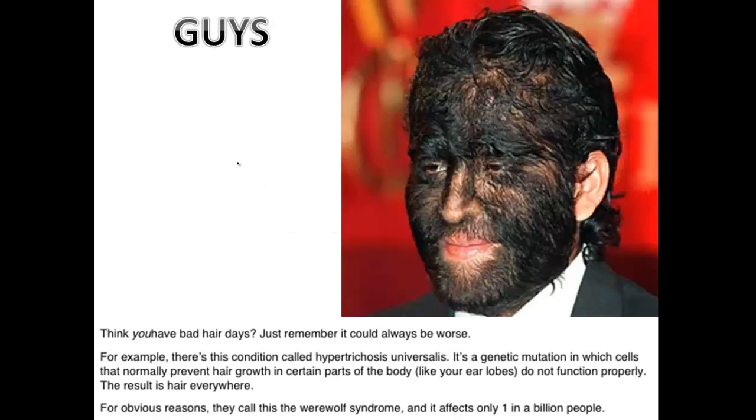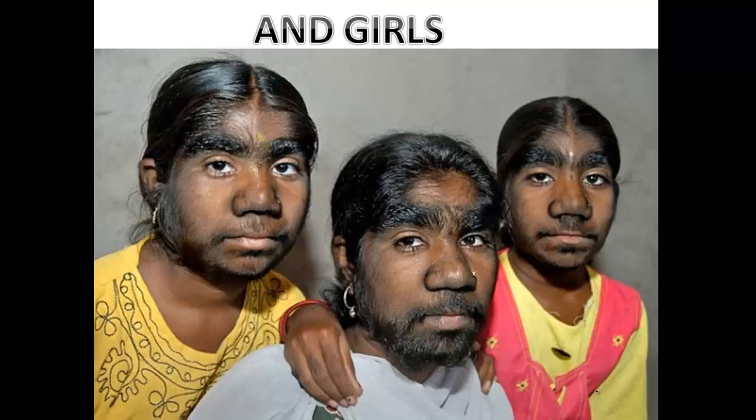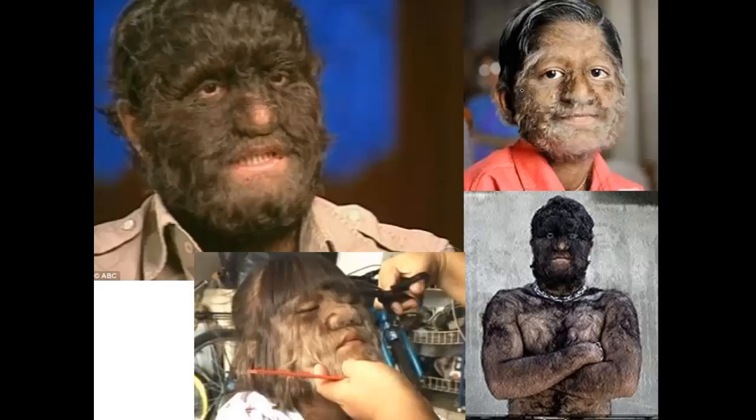Another genetic mutation or gene mutation is with the wolf man or wolf woman, and it's called hypertrichosis universalis, and it's a genetic mutation that basically makes the hair growth not work properly in your cells. So normally your cells would prevent hair from growing in certain places. It's called the werewolf syndrome, and 1 in a billion people get it, so it's quite rare. These are 3 sisters here. You can see a few people affected with the werewolf syndrome.